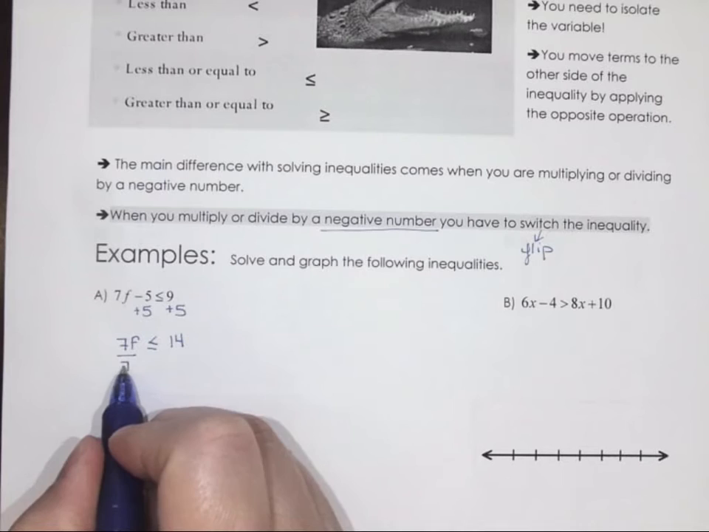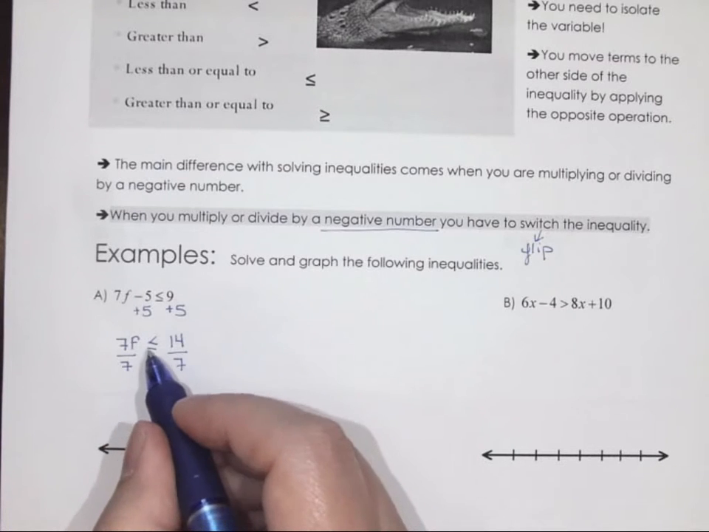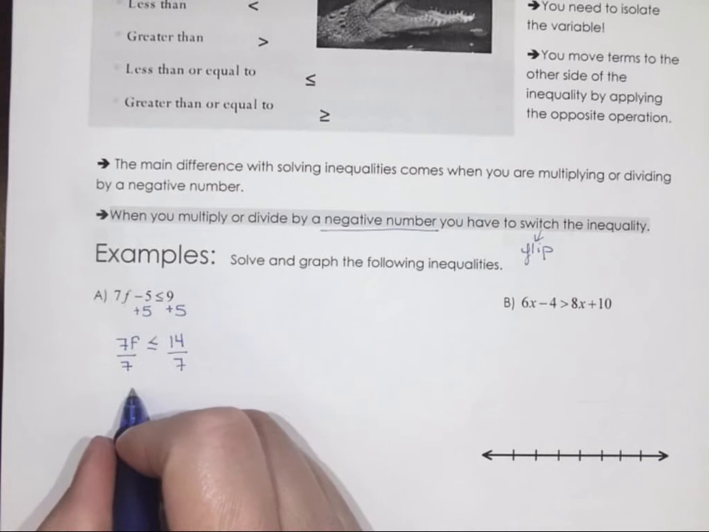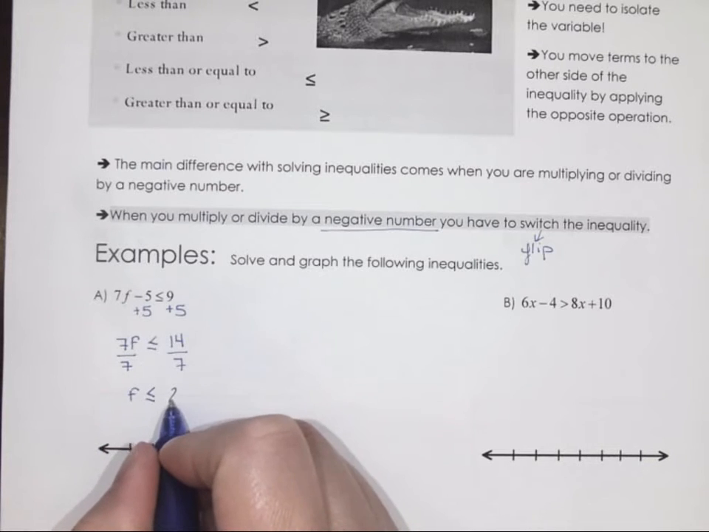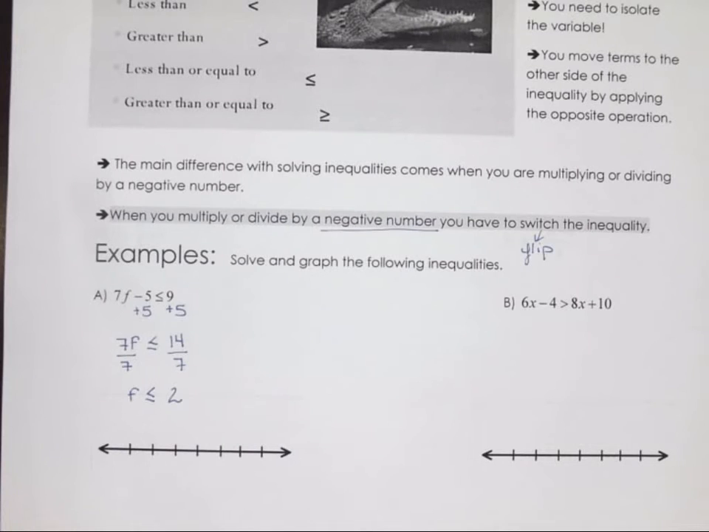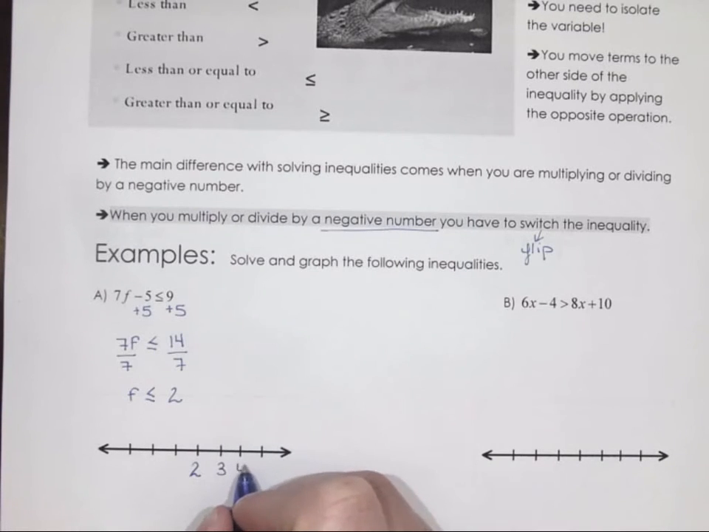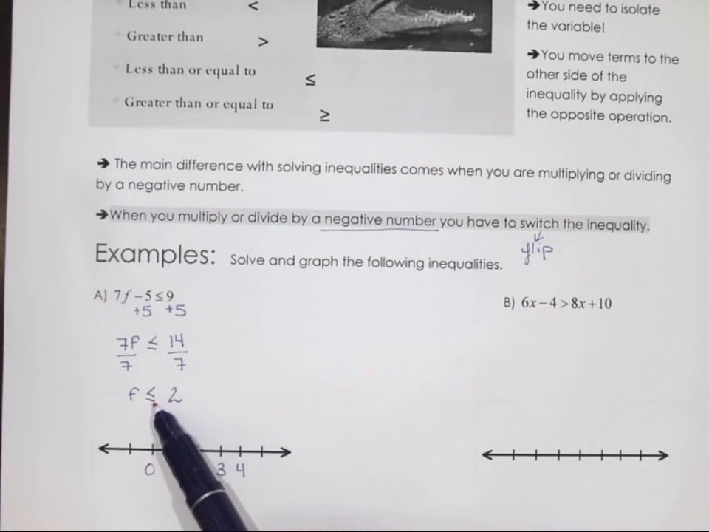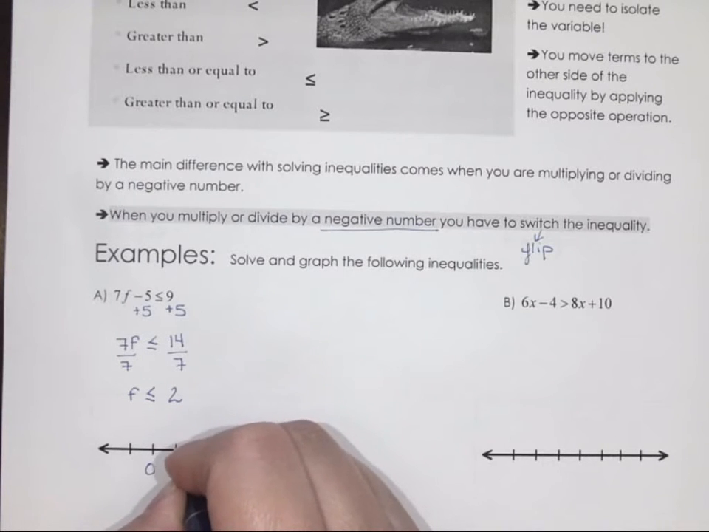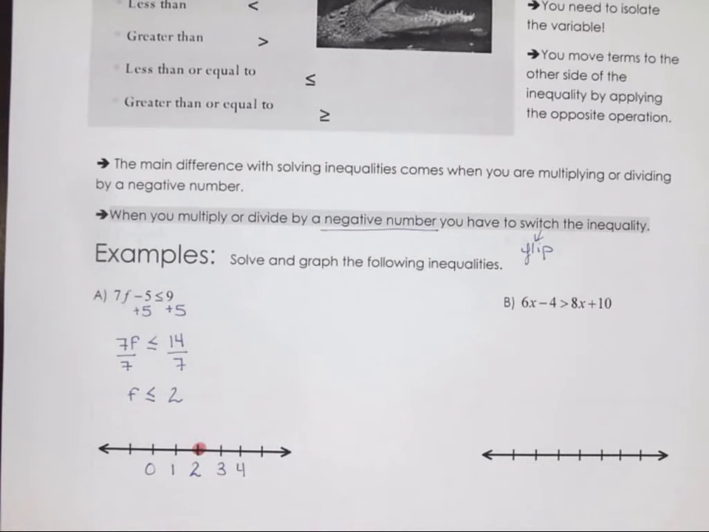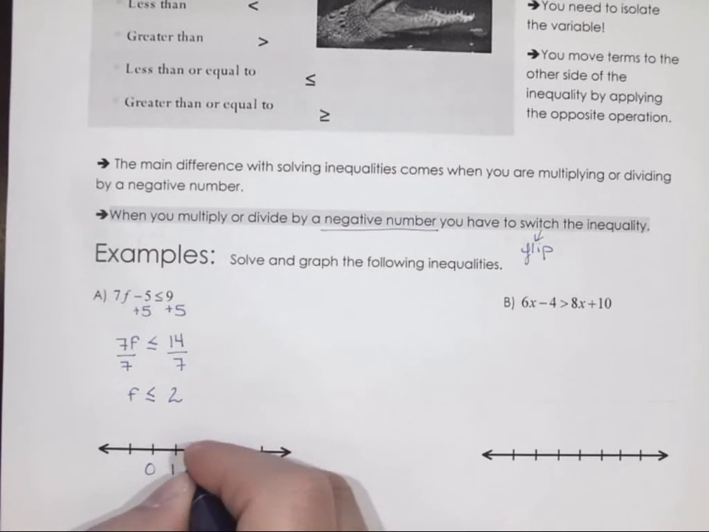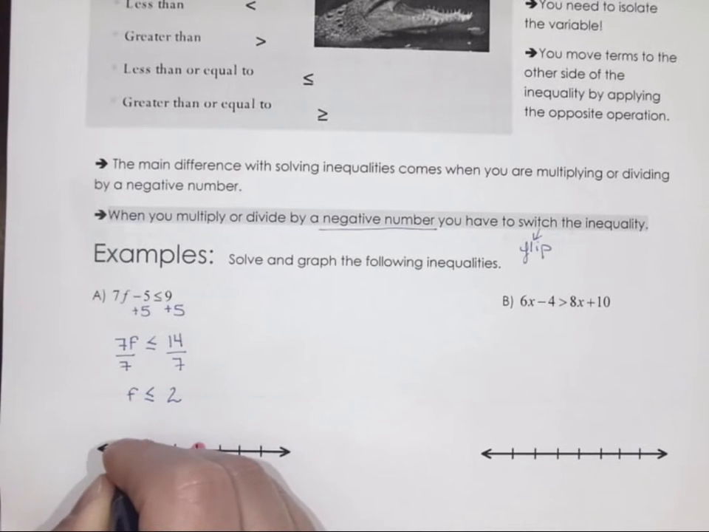I want to get f by itself, so I'm going to divide by 7, divide by 7. Notice the 7 is positive, so my inequality is going to stay the same. So f is less than or equal to 2. I'm not going to write out that sentence because I said it out loud. I'm going to put 2 in the middle, 3 and 4 are bigger, 1 and 0 are less. Open or closed circle at 2? It's going to be closed because of the equal to sign, so a closed circle, nice and filled in. And f has to be less than, so my arrow is going to point to the less than side.